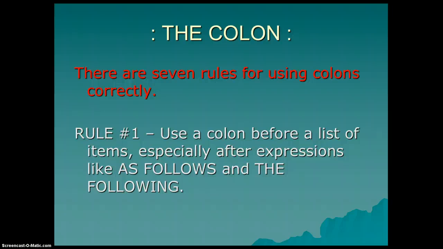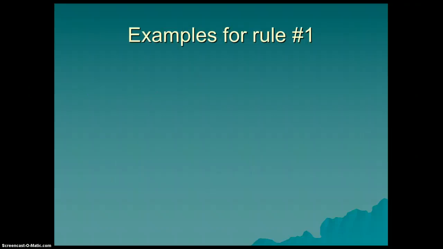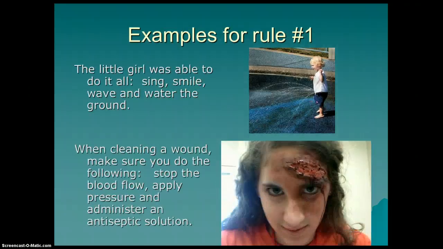Okay, rule 1 is to use a colon before a list of items, especially when you have expressions like as follows or the following. Okay, so here are 2 examples. So the girl was able to do it all: sing, smile, wave, and water the ground. Okay, so basically you finish your sentence and you could put a colon there, and your list starts with a small letter. Okay, same thing here. When cleaning a wound, make sure you do the following. Okay, so the sentence is basically finished, but then you have your list that follows.